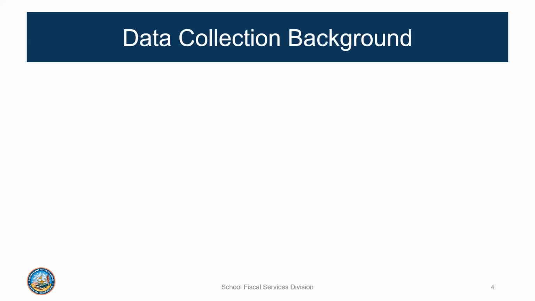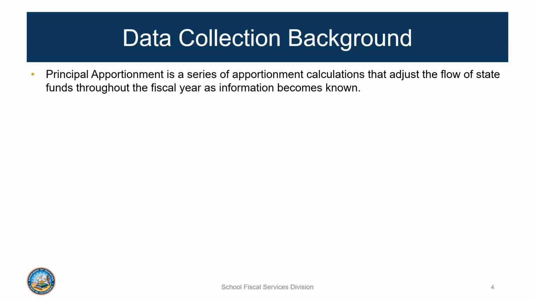Now on to a brief overview and background for our data collection system. So the principal apportionment is a series of apportionment calculations that adjust the flow of state funds throughout the fiscal year as updated data becomes available, which we collect through this system we call Principal Apportionment Data Collection.